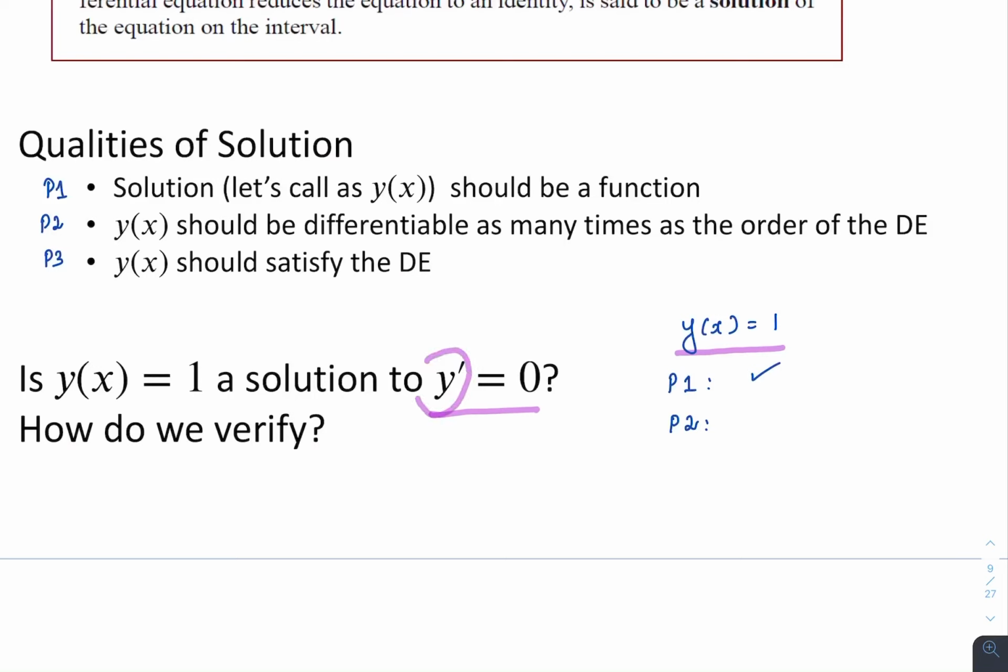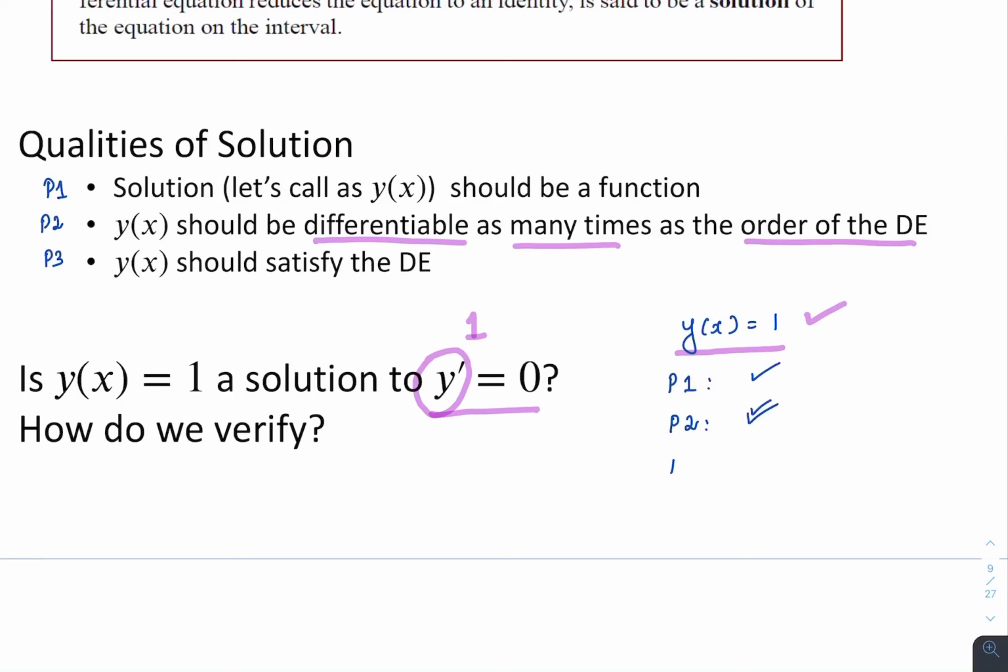All I'm looking for is a function whose derivative I can find one time. You want it to be differentiable as many times as the order. Here the order is 1, so I want this function to be continuously differentiable at least one time. But as a matter of fact, what I got is an infinitely differentiable function. So the second condition is also satisfied.